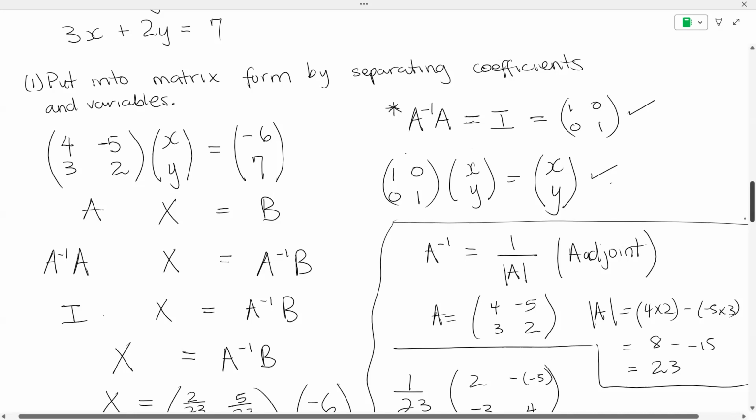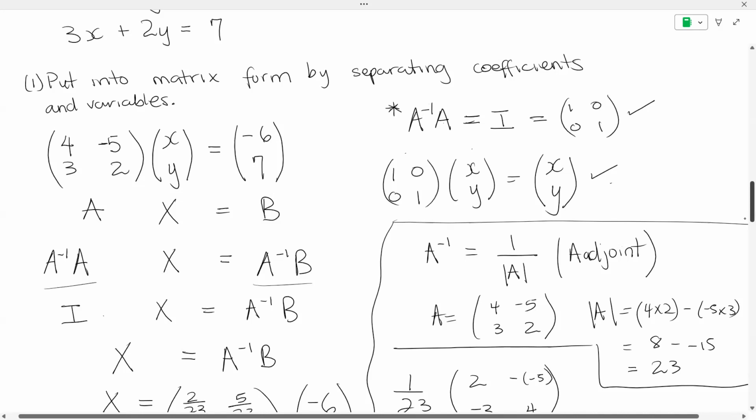So what you're going to do is you want to solve for X and Y. That's what a simultaneous equation is about, solving for X and Y. So you want to solve for X. And of course, you'll need to remove this. In order to remove this, you'll need to multiply A inverse on both sides.